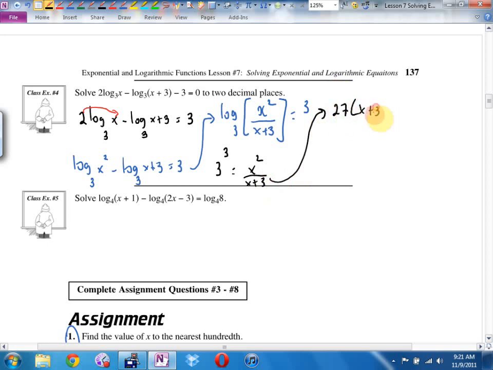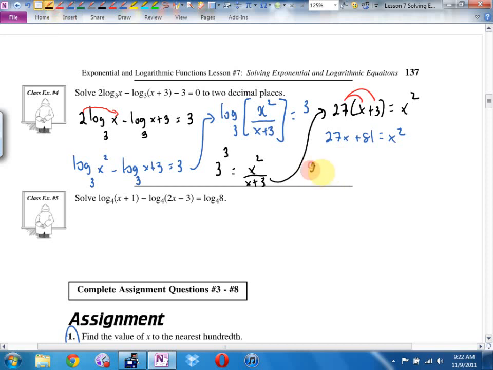What kind of an equation is this? It's quadratic. How do I know? It's got a squared. What am I going to do? I think get rid of brackets, make it equal to 0, and then I'm going to try factoring, but since it's said to two decimal places, I'll bet you it's going to be quadratic formula. I bet you. Maybe not. Maybe they're just trying to throw me off. 27x plus 81 equals x squared. X squared minus 27x minus 81 equals 0.